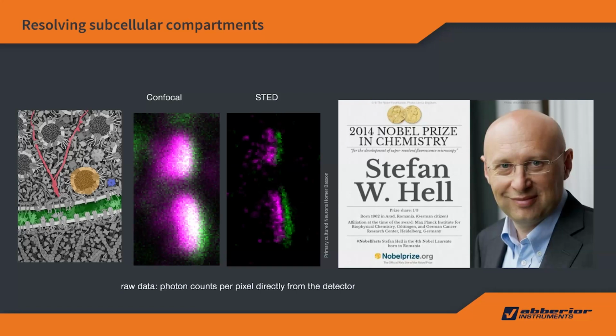I also would like to emphasize that from our STED system, we only show you the absolute raw data on the screen. What does absolute raw data mean from our system? It's photon counts per pixel directly from the detector, as you see here on the screen. There's no post-processing, no calculation, no background subtraction, no smoothing of the image. It's the pure photon counts per pixel directly from the detector.